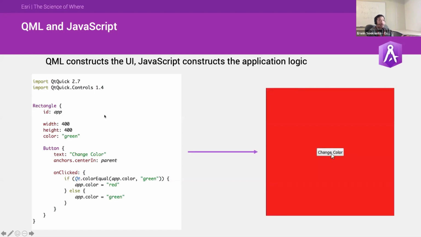And the result of this, we have a rectangle, we have a button in the middle, and if you click on that button, the background of the rectangle will change. So I'm going to actually show you. Let me look at the time. We still have time. So I'm going to break out of this slide and give you a little demo.